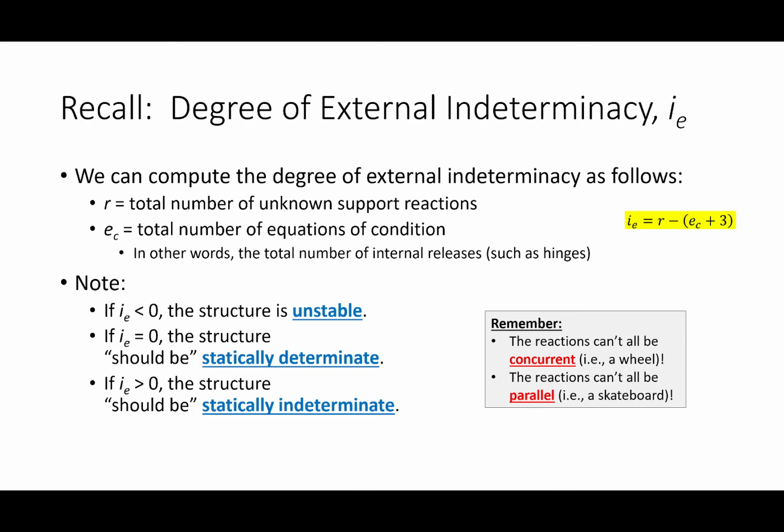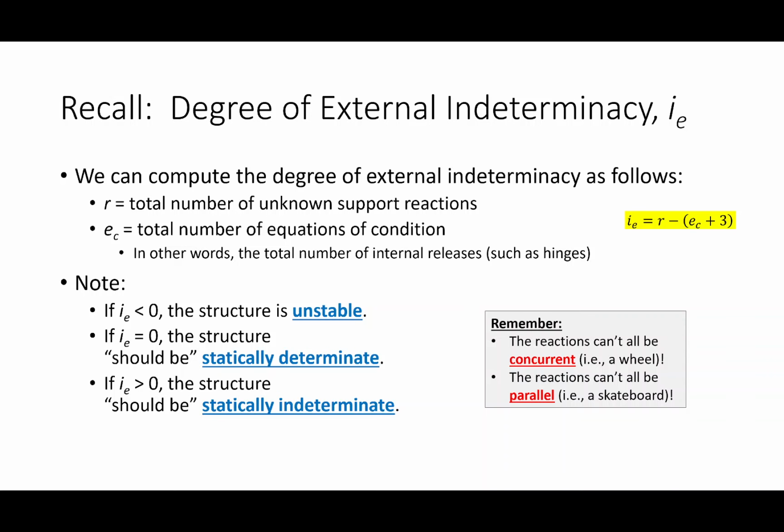Okay, so I want to go back to what we had discussed in week 1, and we had discussed indeterminacy and stability. Let's go back to that discussion, and if you recall, we had this equation where we can compute the degree of external indeterminacy. And the equation is fairly plug and chug. We take the quantity R minus the quantity E_C plus 3, R being the number of support reactions, and E_C being the total number of equations of condition, right?